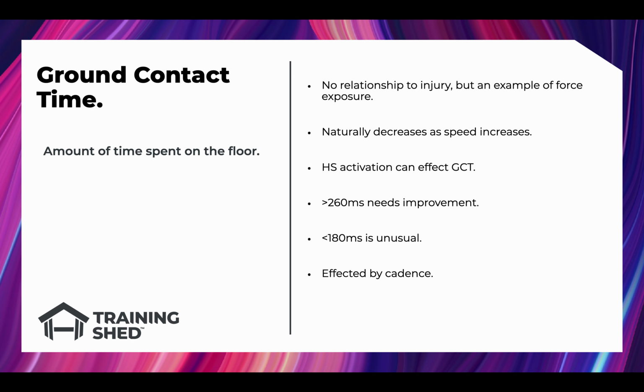Now, naturally, as we increase our speed, ground contact time will decrease. It's also heavily influenced by cadence as well. We also know hamstring activation will affect ground contact time. And we know from the research that anything less than 260 milliseconds needs an improvement. But we're unlikely to see a figure less than 180 milliseconds, even in someone who is sprinting. That's an unusual number to see.